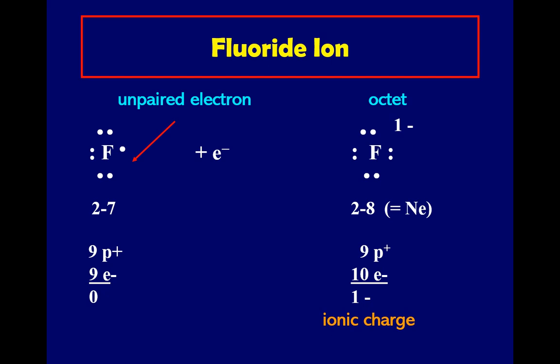Hello students, this is video number 4 for the topic chemical bonding. So let's have an example here, fluorine ion. So fluorine ion is in family number 7. Okay? So since it's in family number 7, meaning to say the valence electron na meron ang fluorine ay 7.